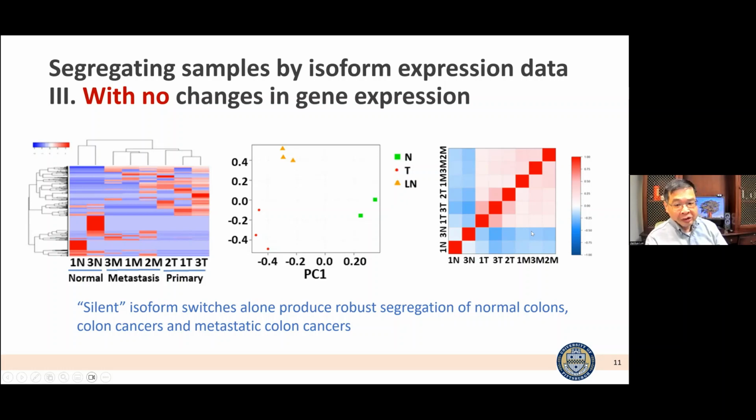So it appeared that the silent isoform switch is a driving classifier for cancer as well as metastasis development.